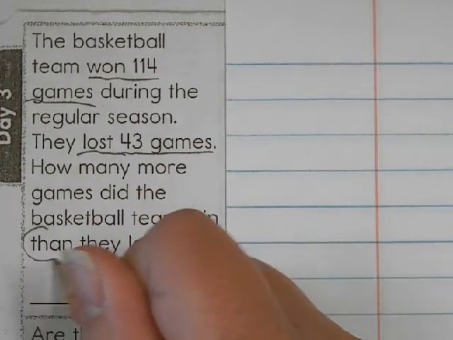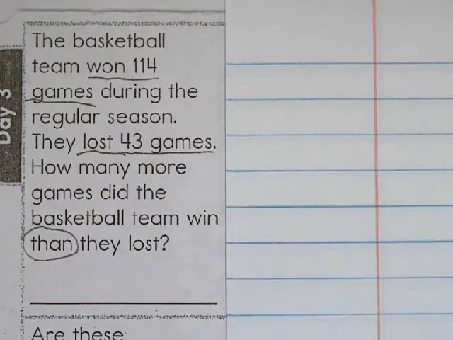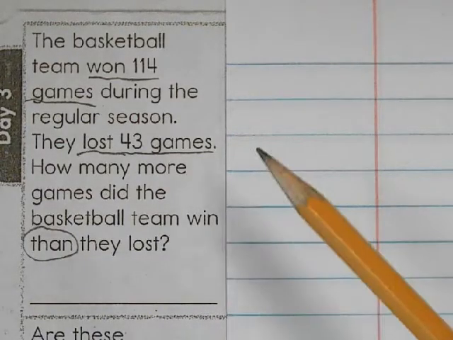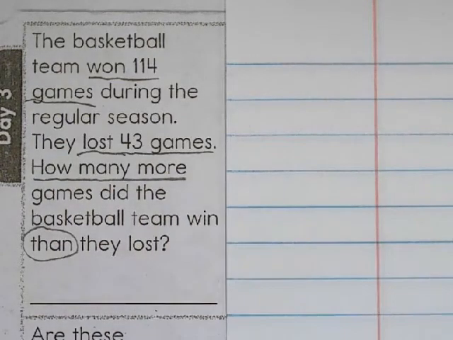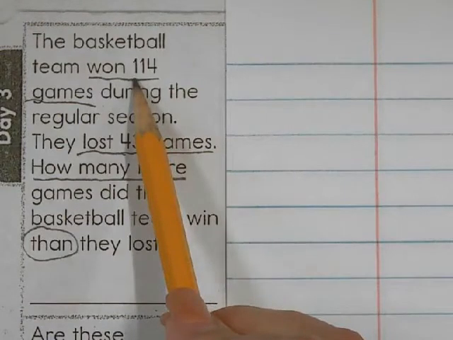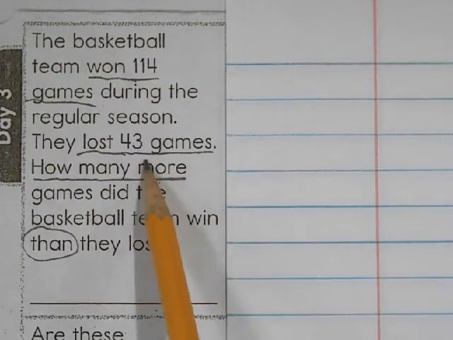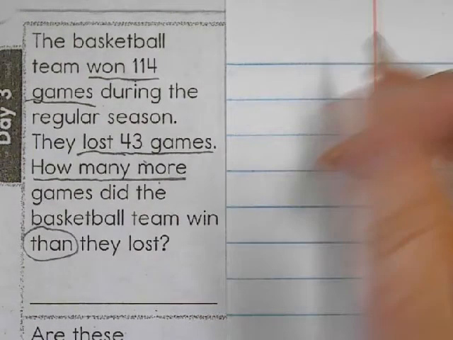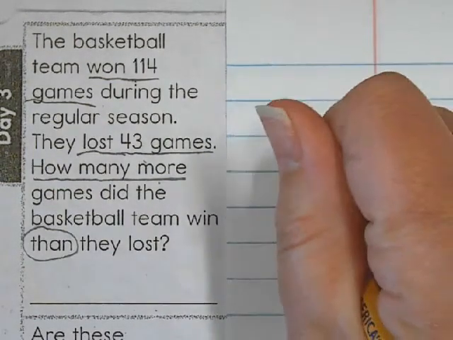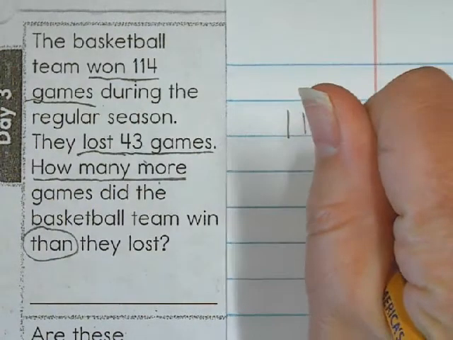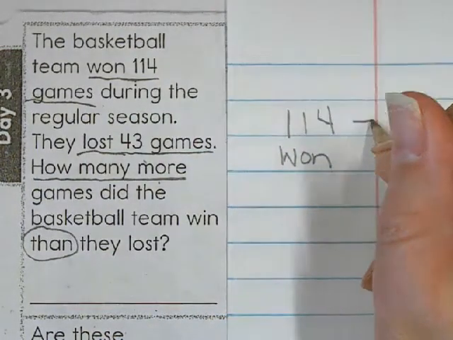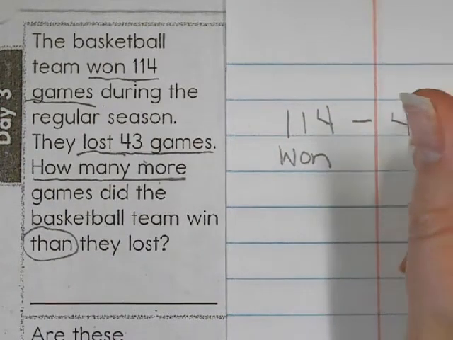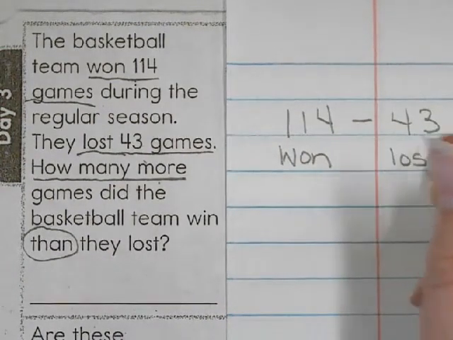So again, we're using a comparison here. We know that they won more games than they lost, but how many more? Remember, how many more is a clue word. We're using it to understand that we're subtracting our number of games won compared to the number of games lost. So we're going to use 114 and subtract 43, the games that we lost.